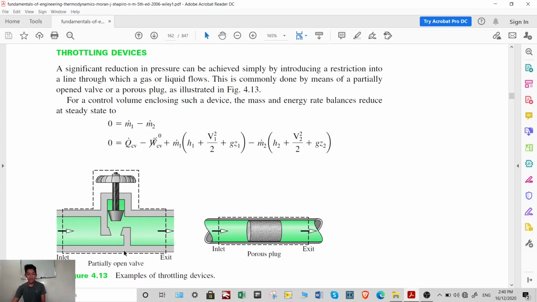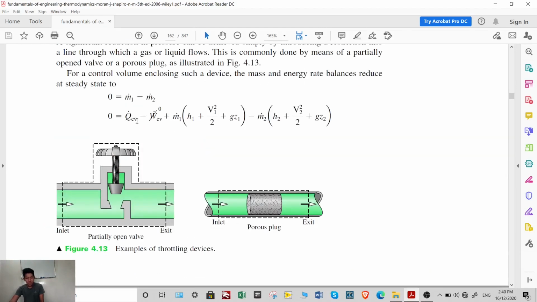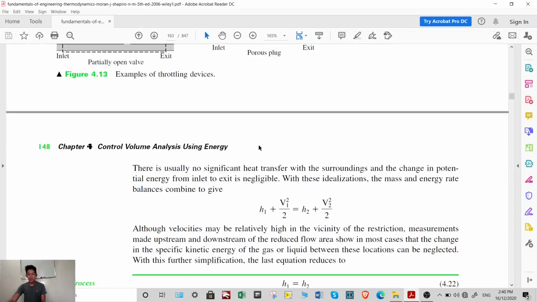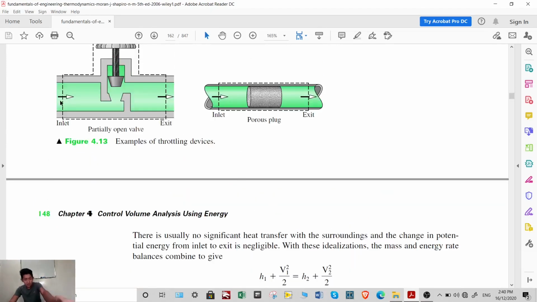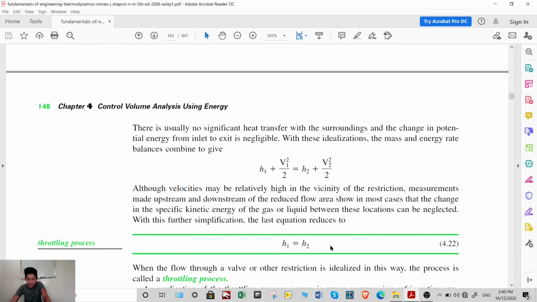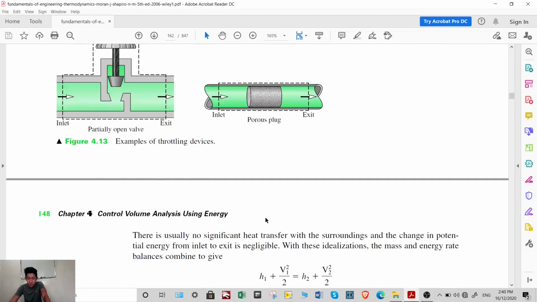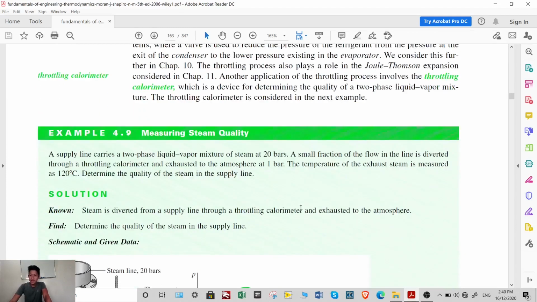So walay work, and then usually heat transfer neglected kay kung well insulated, potential is 0. So kanina lang mabilin, but kung i-analyze nimo ni siya nga system kanang layo upstream and downstream, ma-neglect nimo ang change sa velocity, so kanina lang mabilin. H1 is equal to H2, no? Again, example dere.